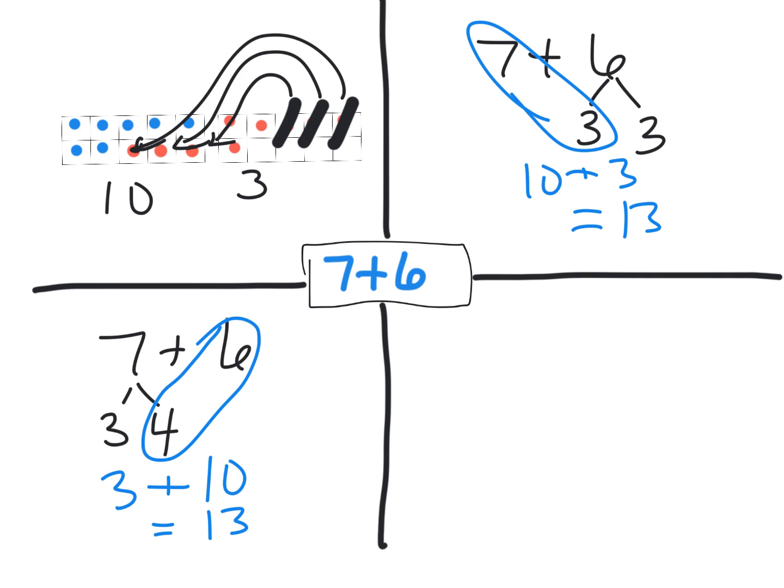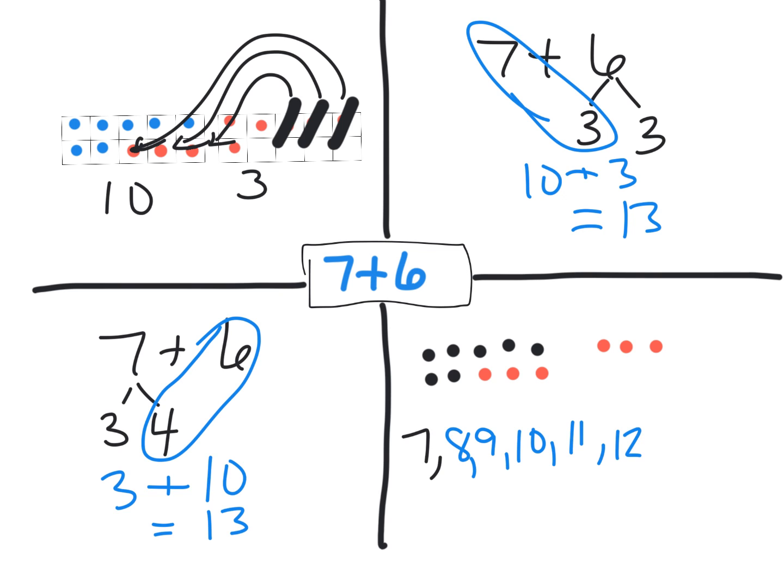Another student might say, well, I just started with 7 dots, 1, 2, 3, 4, 5, 6, 7, and then I counted on 6 more. 1, 2, 3, 4, 5, 6, and I can see that I get 13. Or maybe probably a more likely way they would have done it, they would have said 7, and then 8, 9, 10, 11, 12, 13, counting on their fingers, right?